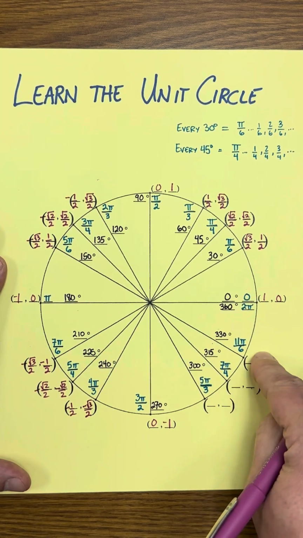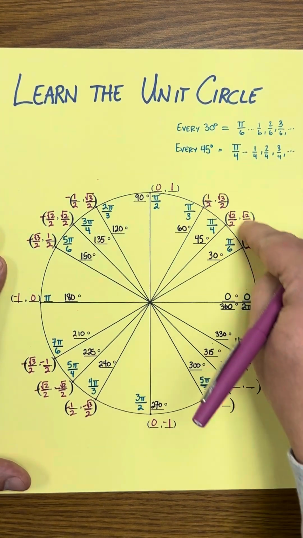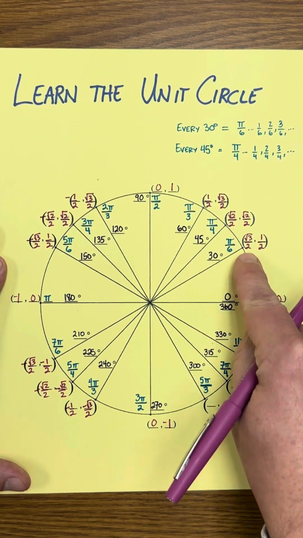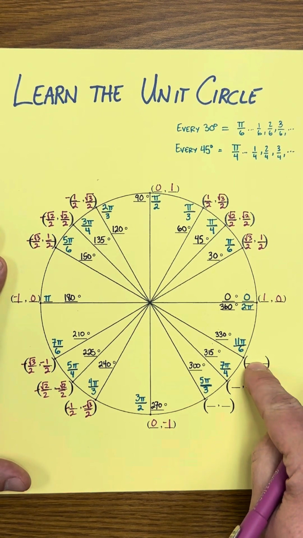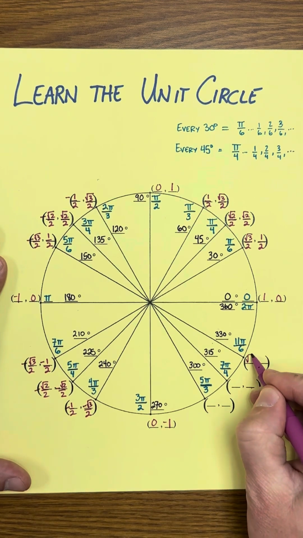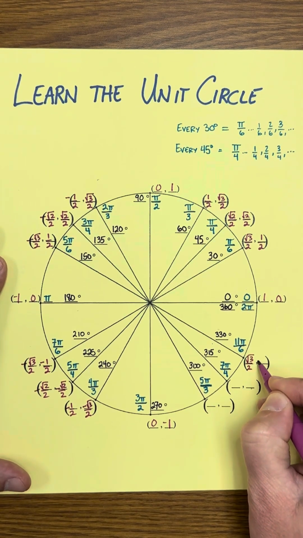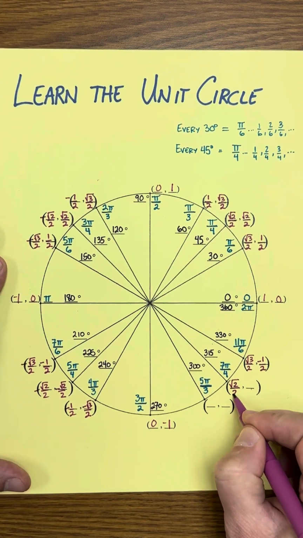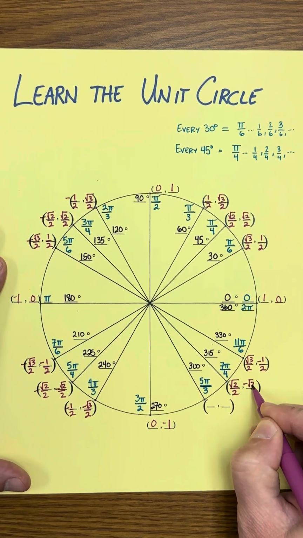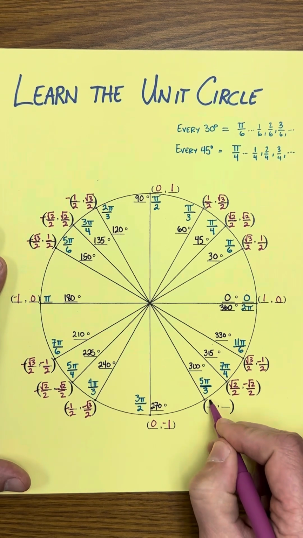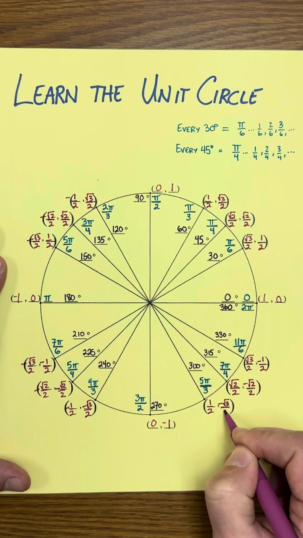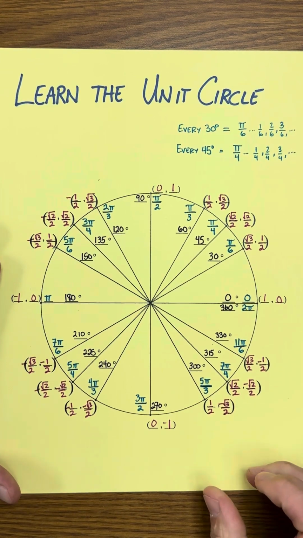Finally, the points in quadrant 4, I can go back up to quadrant number 1 and just reflect these down. So the x's will remain positive, but now the y's are going to be negative. So this point is square root 3 over 2, negative 1/2. This one is square root 2 over 2, comma, negative square root 2 over 2. And this one is 1/2, comma, negative square root 3 over 2.